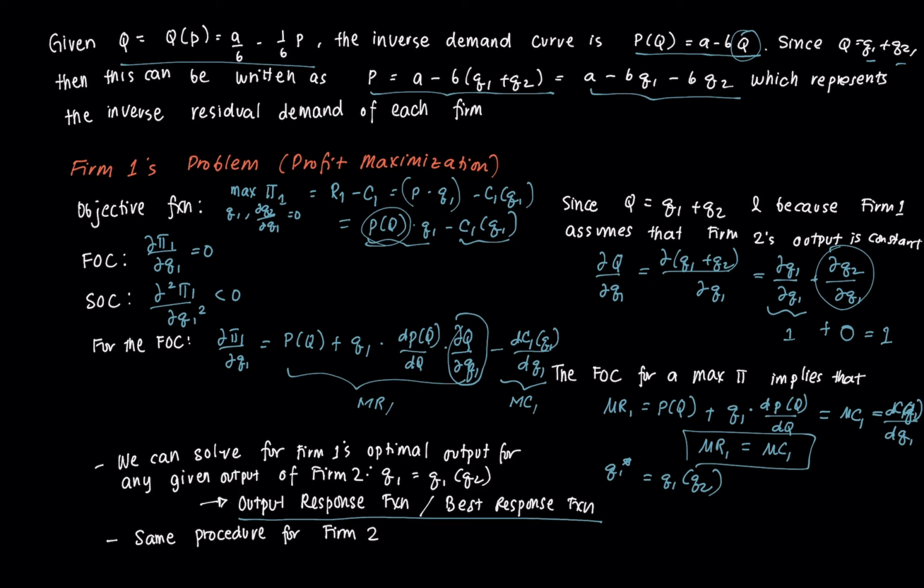And this same maximization procedure applies for firm 2 as well. If we do the same for firm 2, we get the output response function of firm 2, which shows firm 2's best response, or profit-maximizing output Q2, for any amount Q1 chosen by firm 1. So the same procedure applies. We now know the profit maximization criteria of each firm.